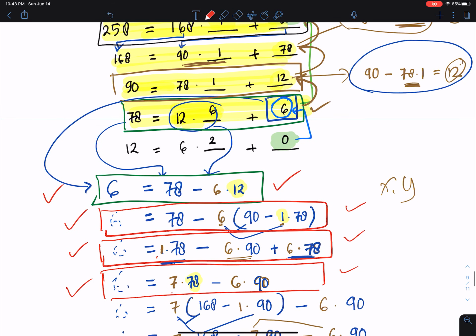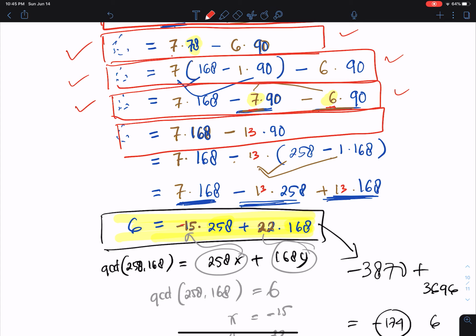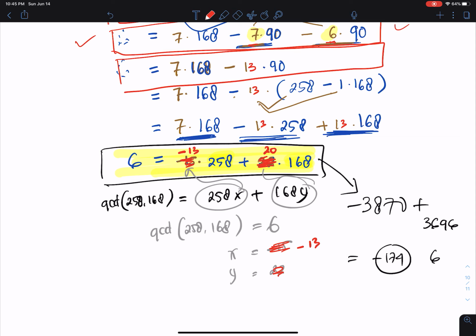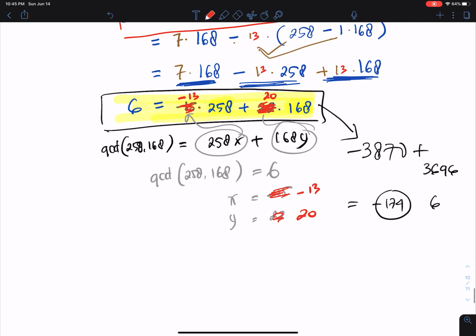Okay, so now this one is not 15, but it's minus 13, and this one not 22, but 7 plus 13, which will be 20. Okay, so here is minus 13 and here is 20. Alright, now we calculate. I will calculate with calculator. So this one was wrong, yeah.